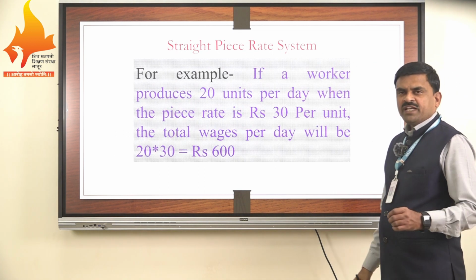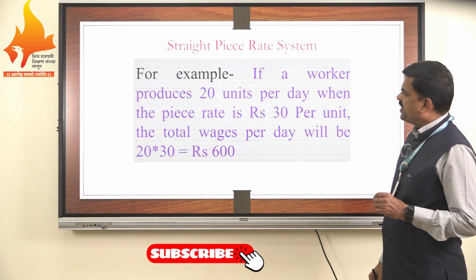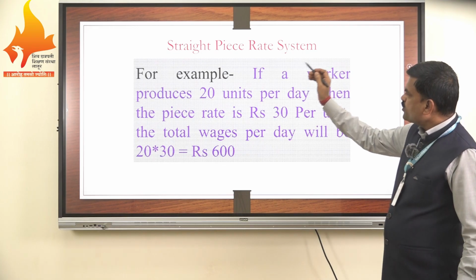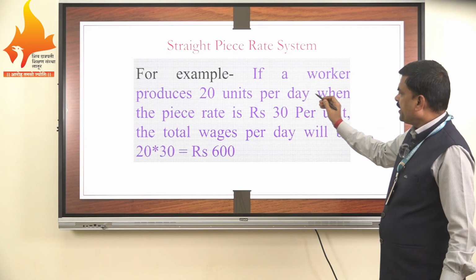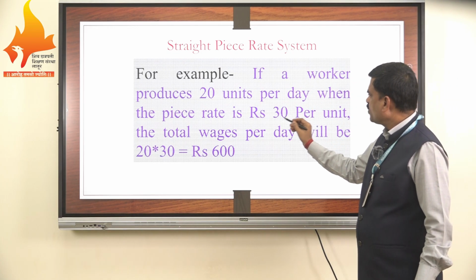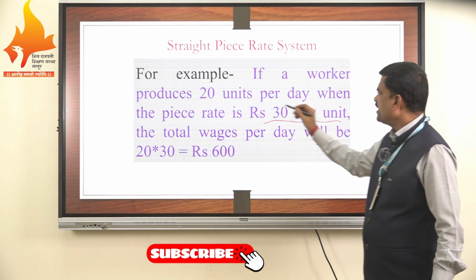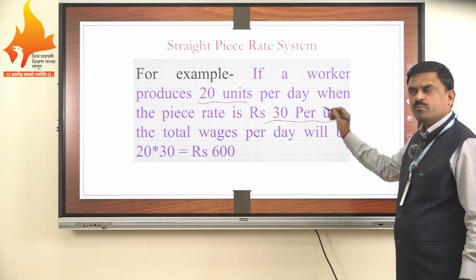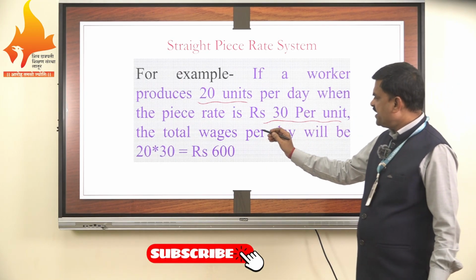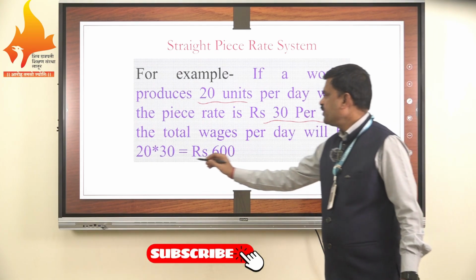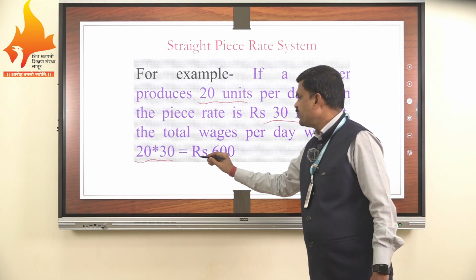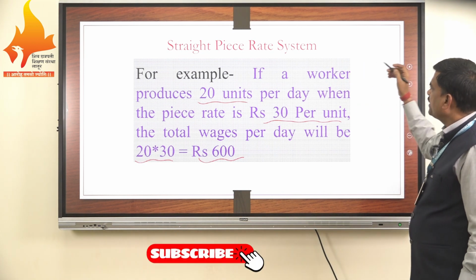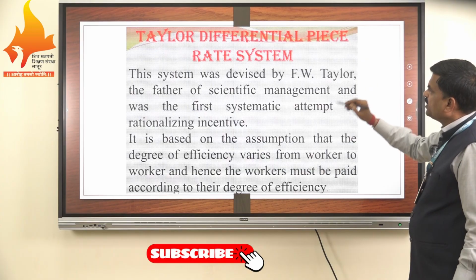Friends, we are going to understand the piece rate system with a simple example. If a worker produces 20 units per day, when the piece rate is rupees 30 per unit, he has produced 20 units and the rate is rupees 30 per unit. So the total wages per day will be 20 into 30, that is rupees 600. This is the simple technique we follow under the straight piece rate system.